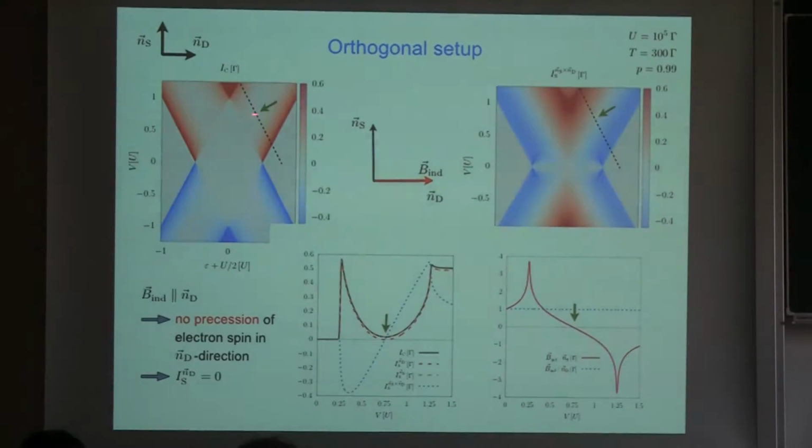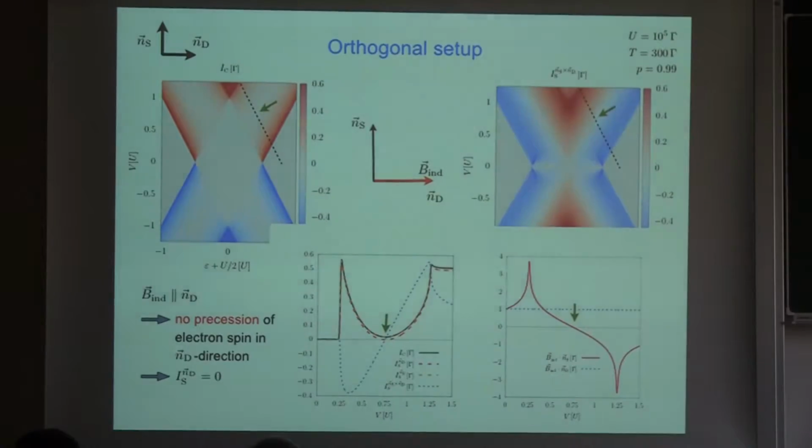So, for example, if we sit here directly at the middle, then we see that this magnetic field just points in the direction of the magnetization of the drain. So it's parallel to N_D here. So there is no precession of the electron spin in the N_D direction.